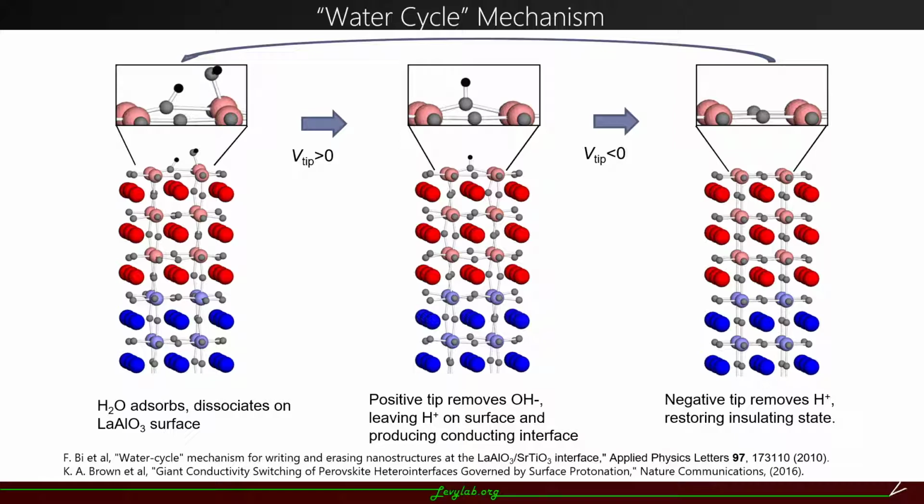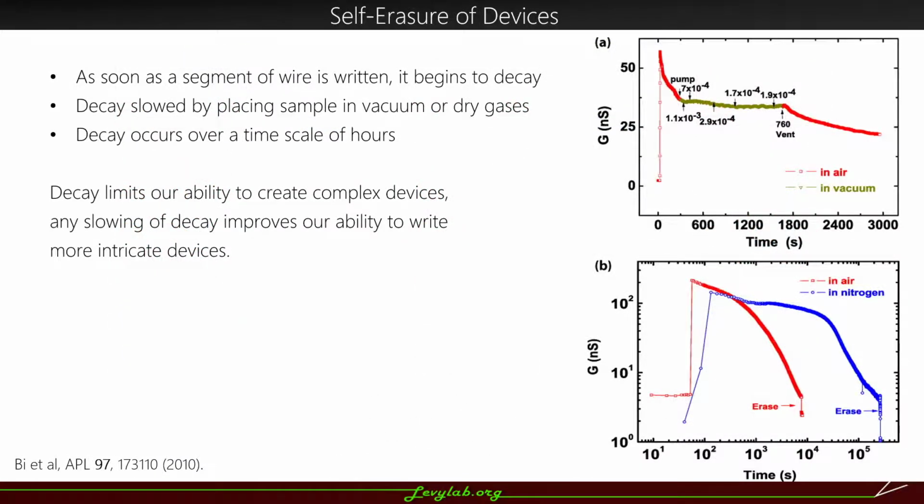However, over time, the sample will also become unionized due to the ions present in the air. So we know that as a segment of wire is written, it begins to decay. Over here on the right, you can see an example of a previous test that we've done where we begin by writing a wire and measuring the conductance jump, and then you can see that it begins to decay here in air, and once we place it into vacuum, the decay is almost completely arrested, and once it's removed from vacuum, it begins to decay normally.